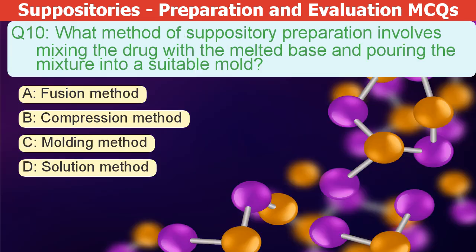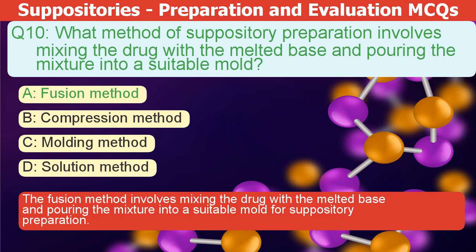What method of suppository preparation involves mixing the drug with the melted base and pouring the mixture into a suitable mold? A. Fusion method. B. Compression method. C. Molding method. D. Solution method. The correct answer is A. The fusion method involves mixing the drug with the melted base and pouring the mixture into a suitable mold for suppository preparation.